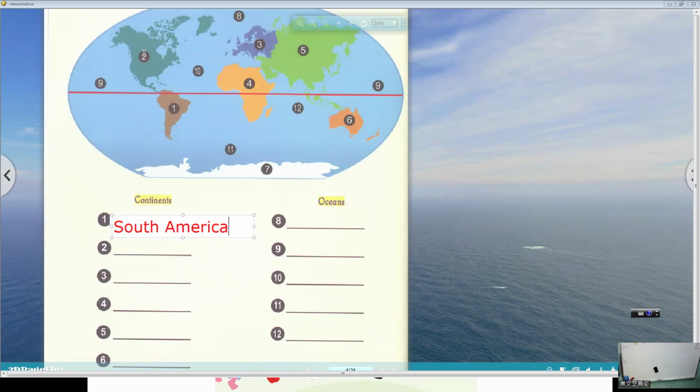Okay. How about number 2? No, America. North America. Okay, north is because top, south is down.